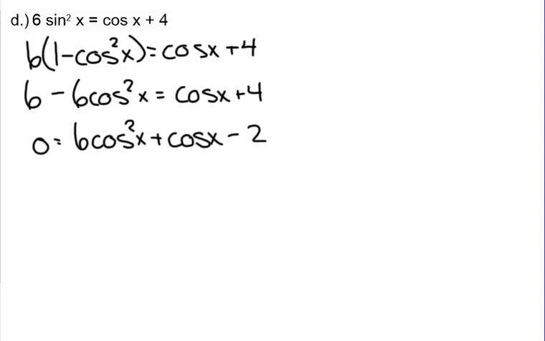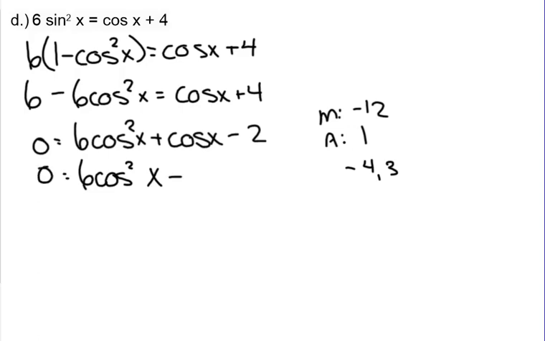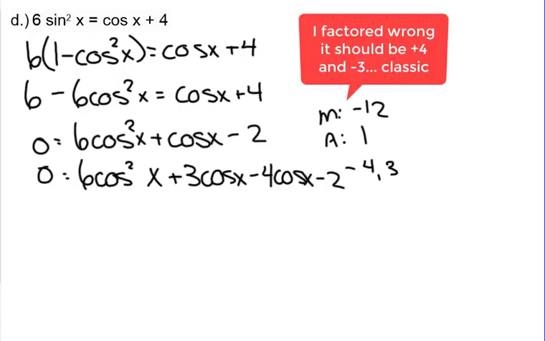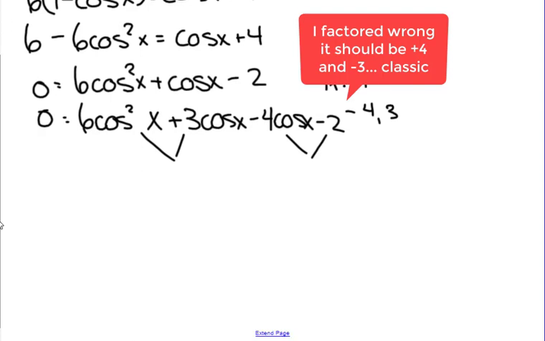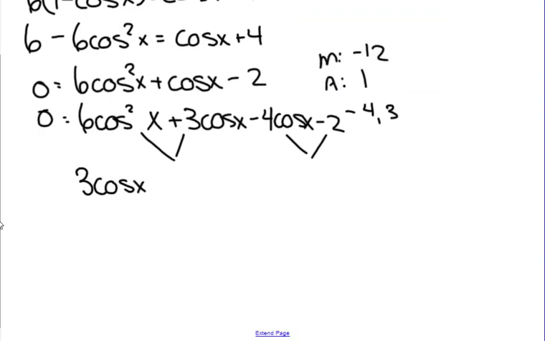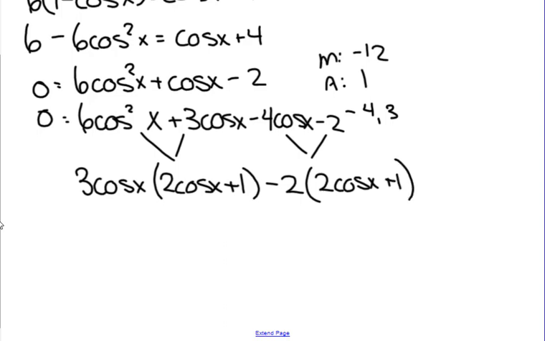So we want multiplies to be negative 12, adds to be 1. So that's going to be negative 4 and 3. So 6 cos squared x, let's go plus 3 cos of x subtract 4 cos of x subtract 2. That way when we do our decomposition, we've got nice common factors. We take out a 3 cos of x. We're left with 2 cos of x plus 1. If we take out a negative 2, we are left with 2 cos of x plus 1. And that's all equal to 0. Again, our factors match. We know we've done it right.